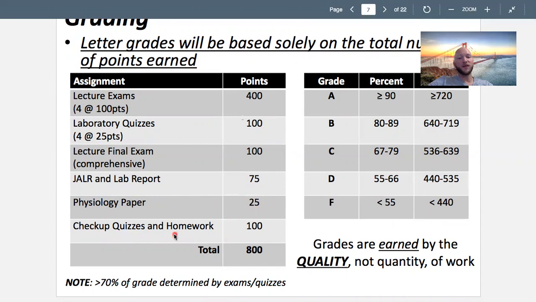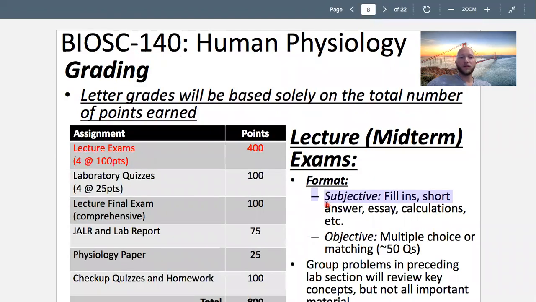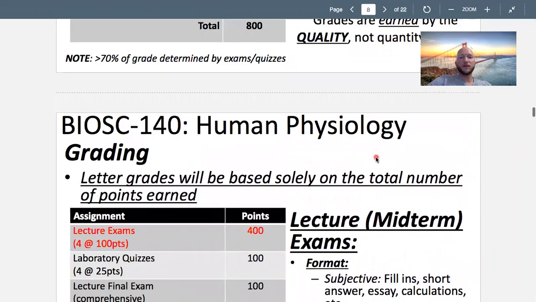Homework quizzes and checkup quizzes and homework, 100 points. So 200 points are going to be non-exam test points, and 600 are going to be from exams. So be ready. All right, let's move on, and we're going to look at each one of these line items specifically.